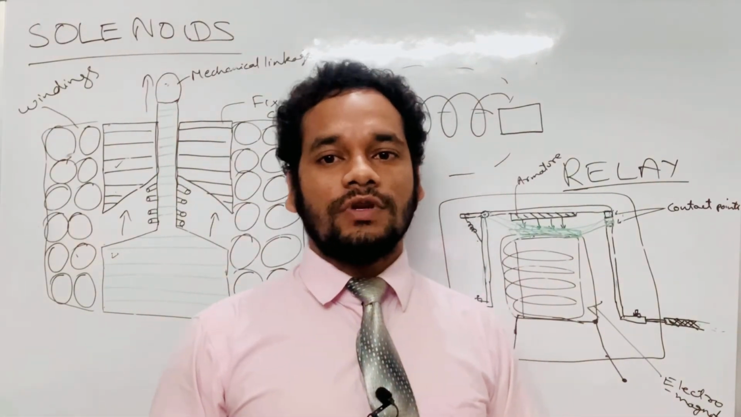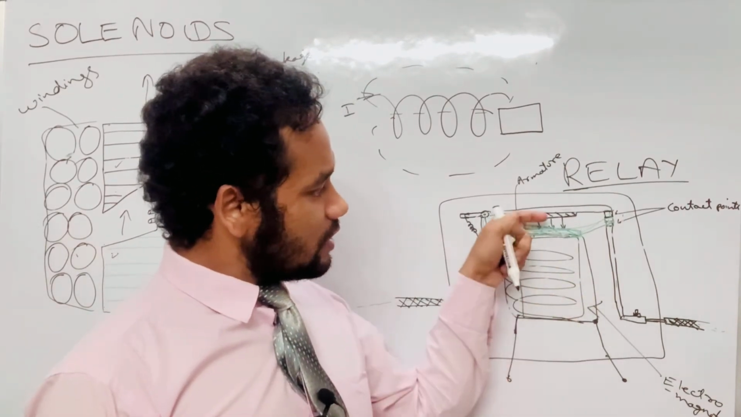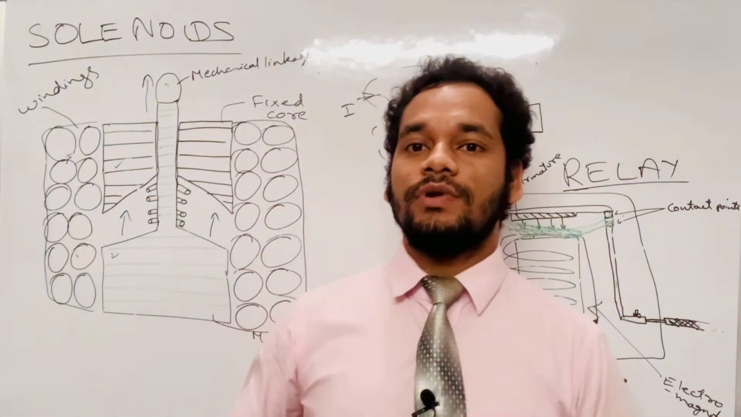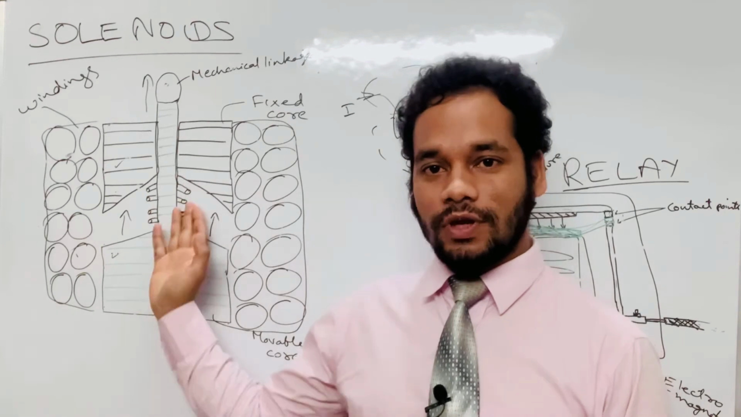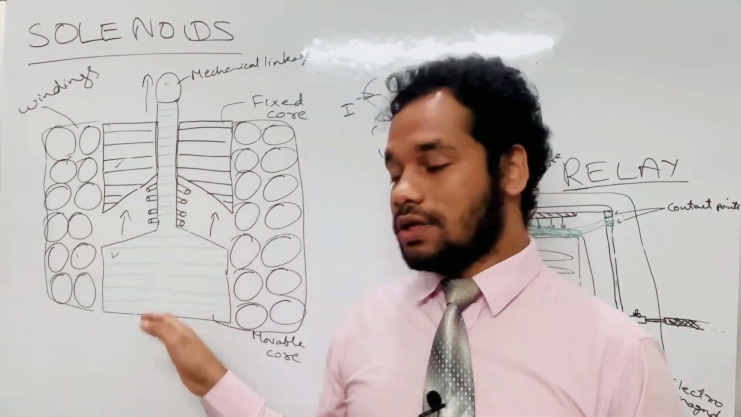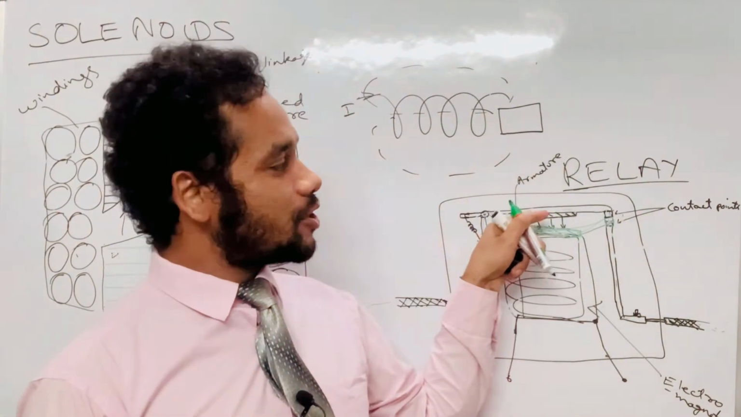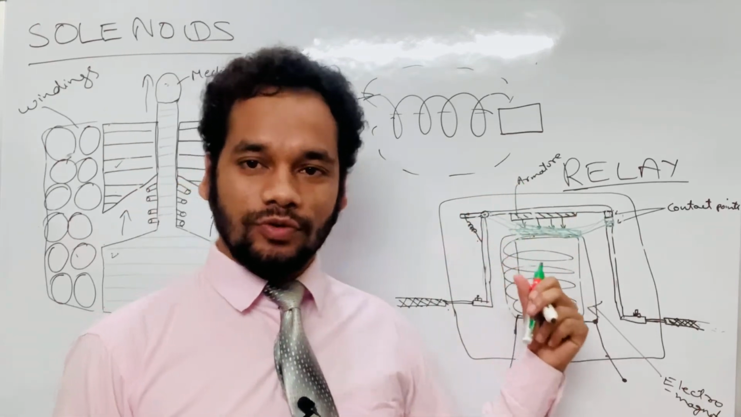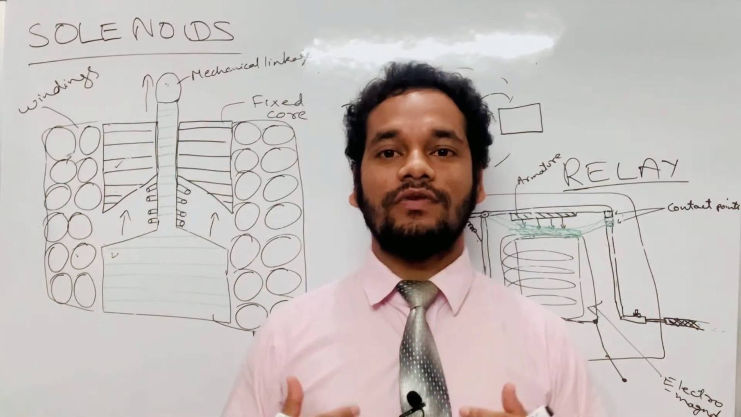What is the conclusion over here? The conclusion is, in a relay, it is the armature which moves, not the core. And what did we learn about the solenoid? In a solenoid, it was the core which was moving. So what is the overall conclusion? In a solenoid, the core moves, and in a relay, it is the armature connected to the contact point that moves. That means the armature moves, not the core. Now let us discuss the configuration of relays.